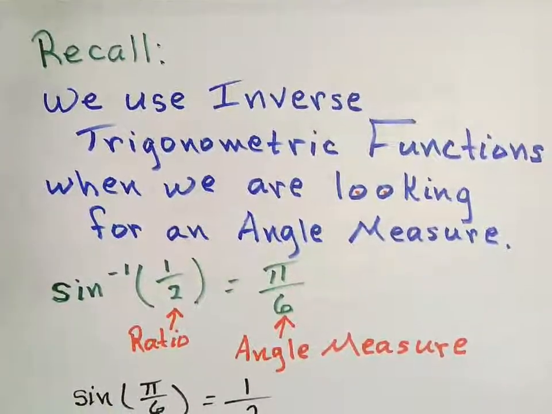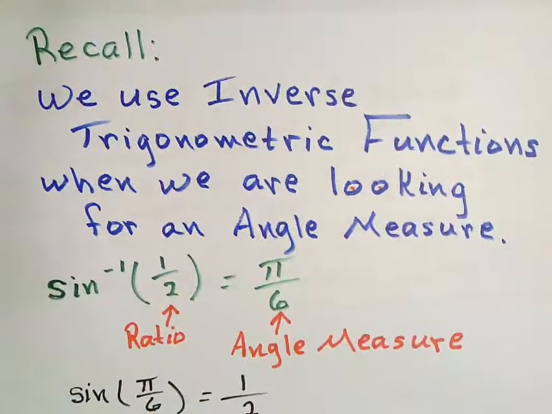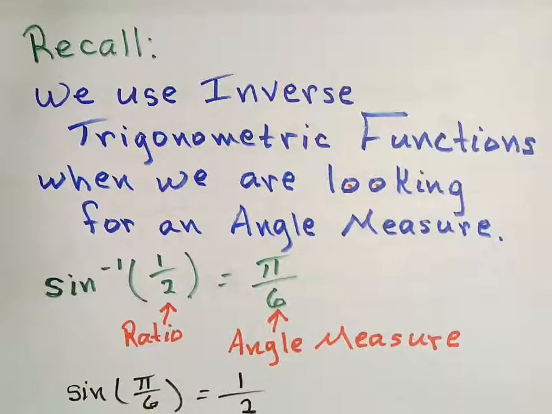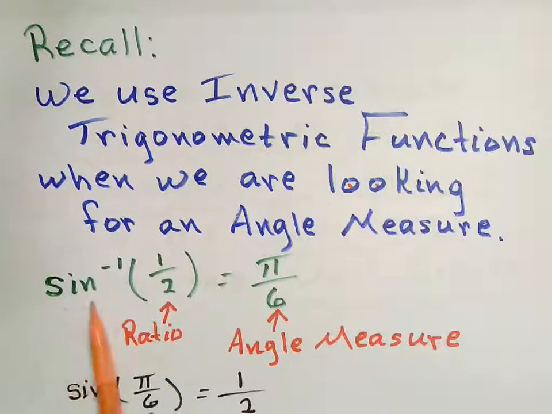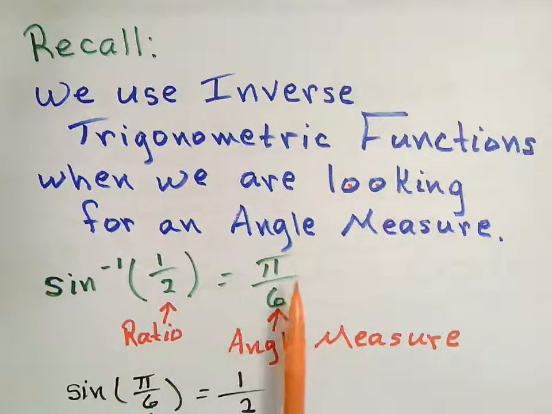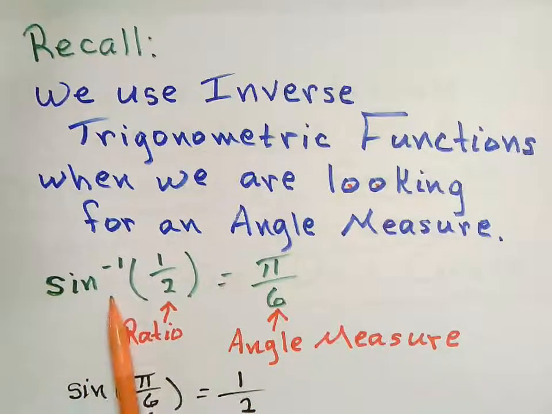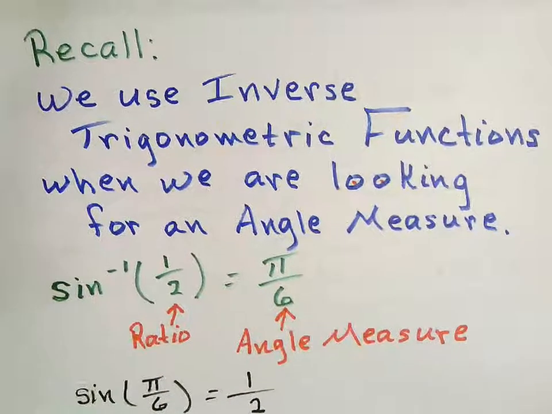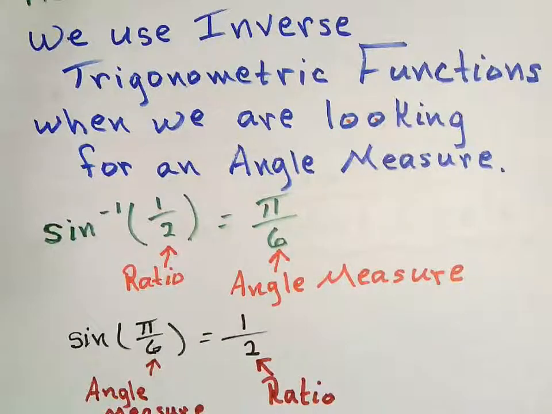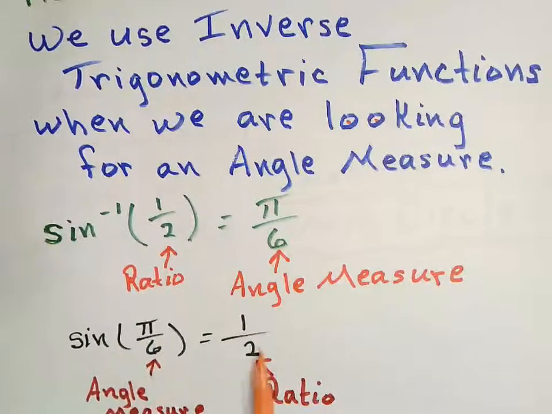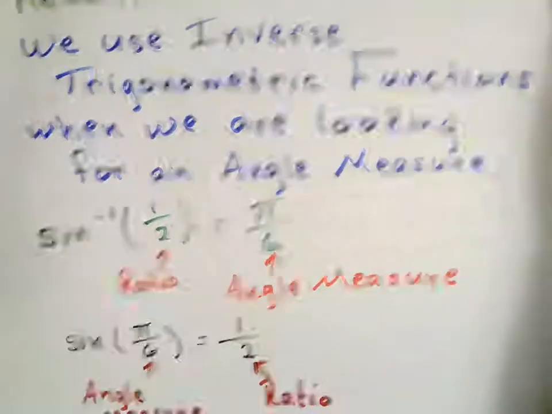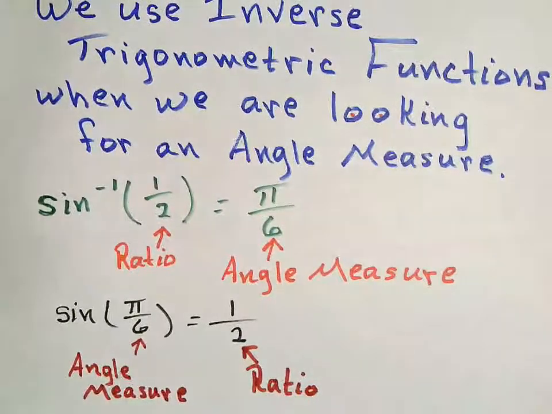Recall that we use inverse trigonometric functions when we are looking for an angle measure. So we have inverse sine of a half. Here's the ratio, and we look for the angle, which is pi over 6. Ratio, angle measure, inverse sine. We're given the ratio and looking for the angle. And then the inverse of that, the sine of the angle measure is equal to the ratio.